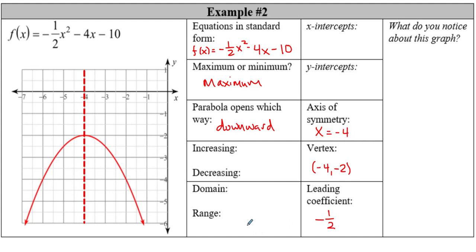Okay. Increasing and decreasing. We've seen this before when we talked about behavior of a graph in our piecewise function unit.